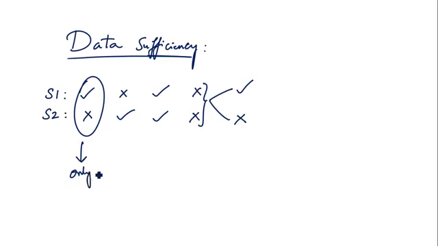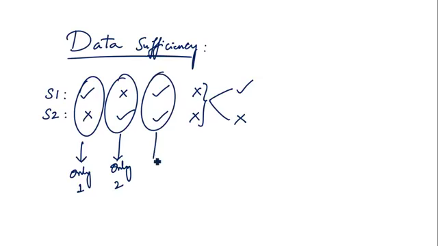Only 1 is sufficient. What does this result tell us? Only 2 is sufficient. What does this result tell us? Either 1 or 2 is sufficient. Of course, this combination will not give you anything, but like I said, when both of them independently fail to give the answer, you have to go for combination. You have to combine the data given in both the statements. So this could be the result.